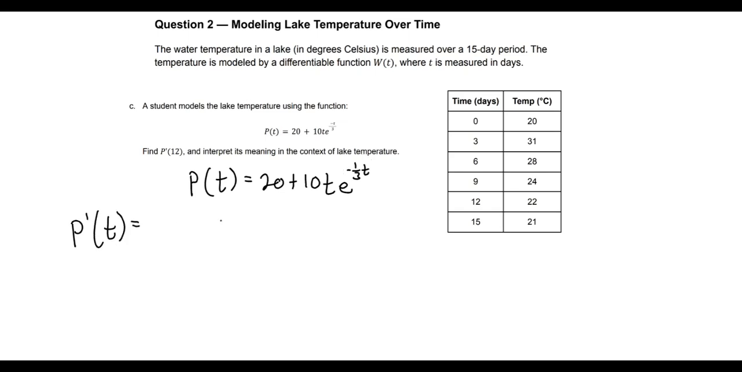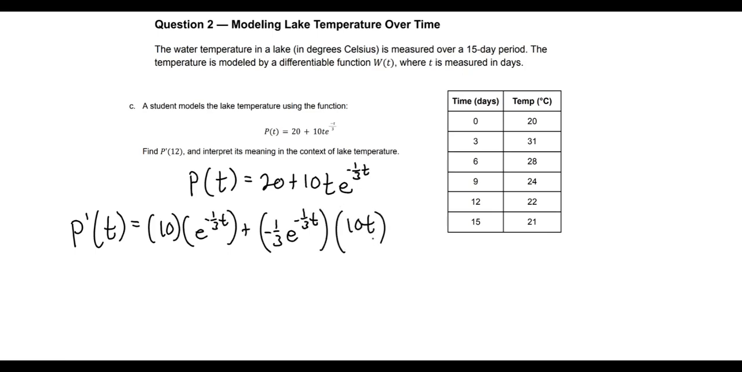Okay, so the derivative of a constant is 0, so we don't have to worry about that. Over here, we're going to have to worry about the product rule. So we need the derivative of 10t times the second piece, plus the derivative of the second piece, so this will be e to the negative 1/3 t times the derivative of negative 1/3 t, which is just negative 1/3, times the first piece, 10t, like this.